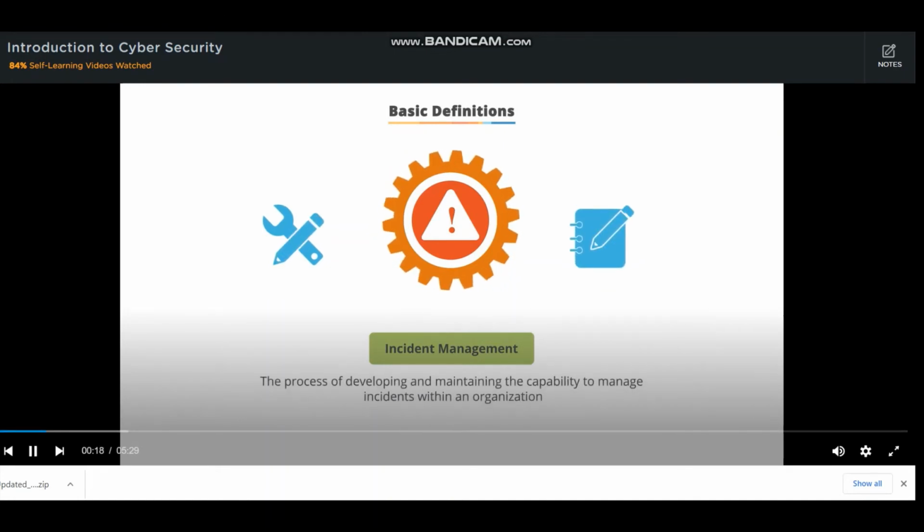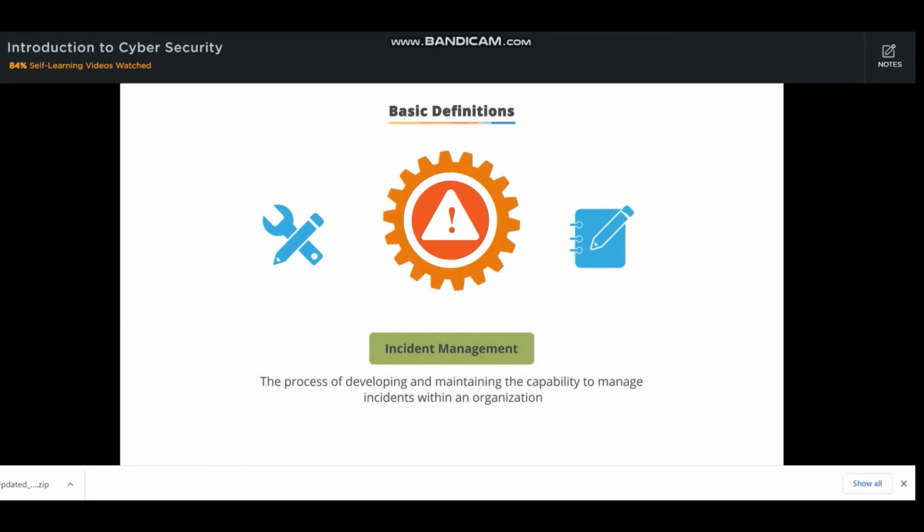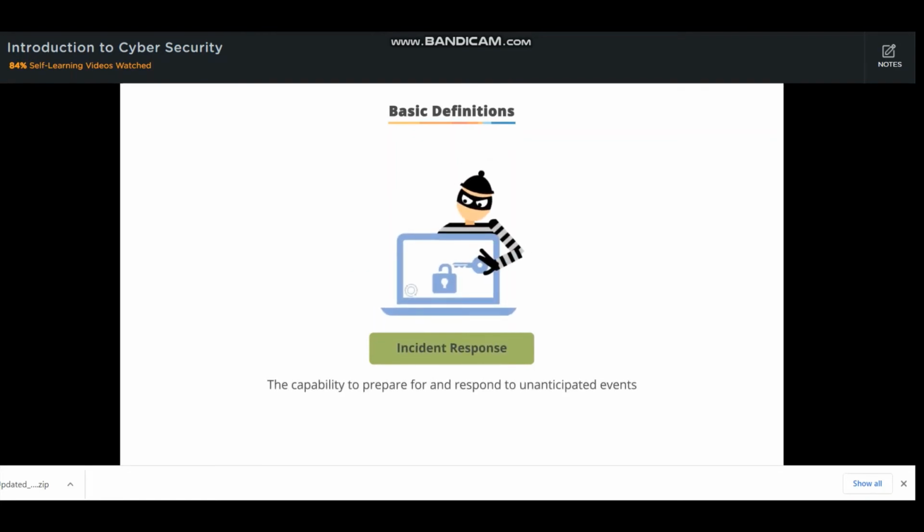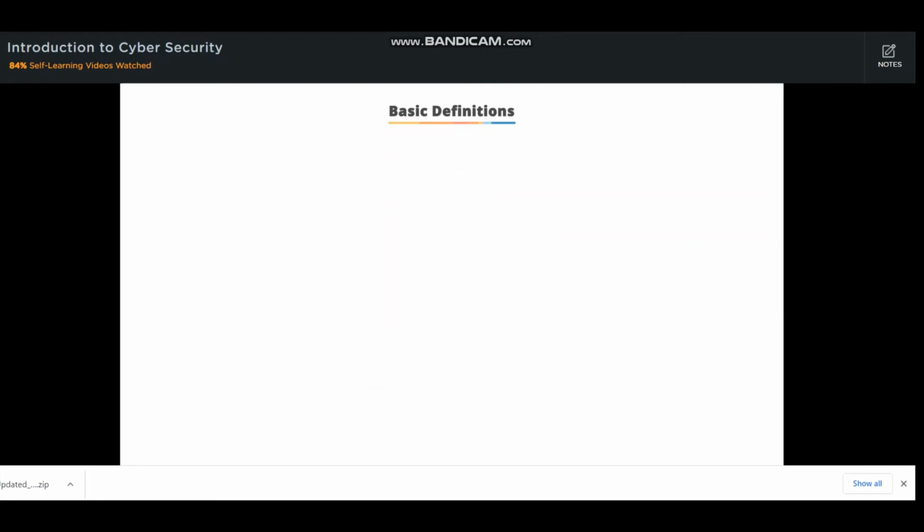It is a process of developing and maintaining the capability to manage incidents within an organization so that impacts can be mitigated and recovery is achieved within the specified time objective. Incident response is the capability to effectively prepare for and respond to unanticipated events to control and limit damage and maintain or restore normal operation.